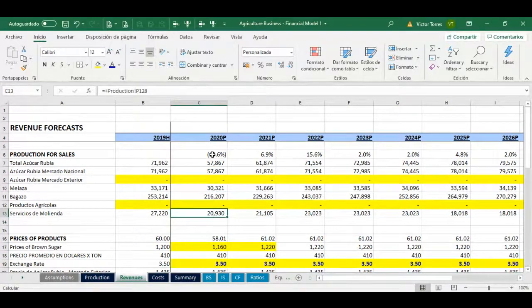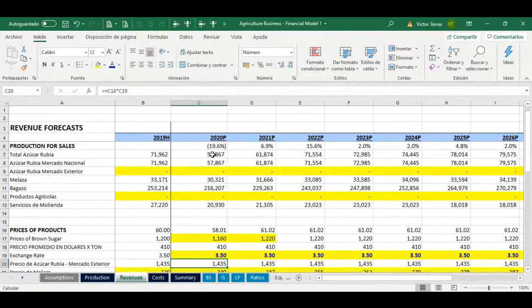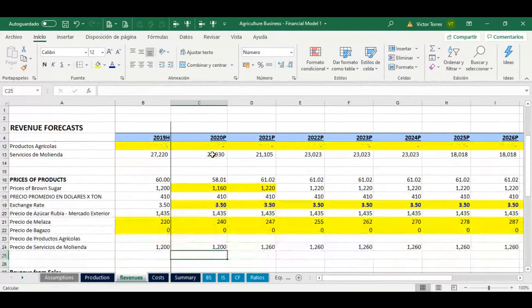There are also additional revenues coming from grinding sugarcane for others. That's a minor number, right? And we're going to be considering here all the different prices that we have, right? Let's quickly go over these.